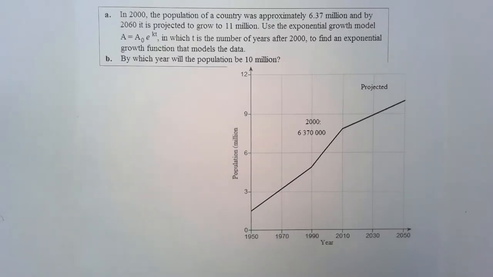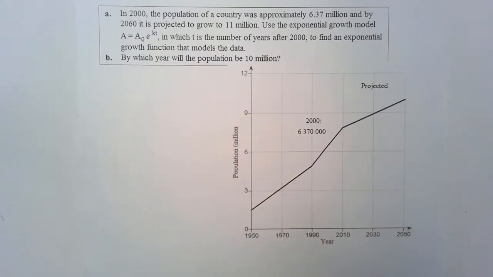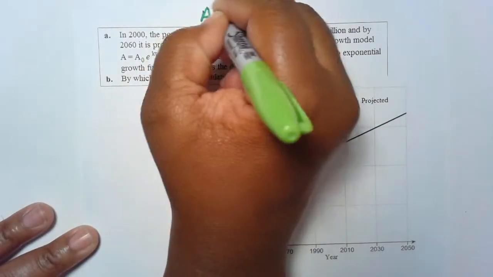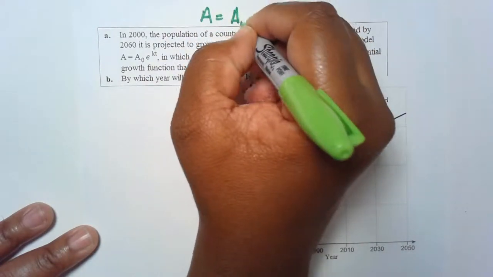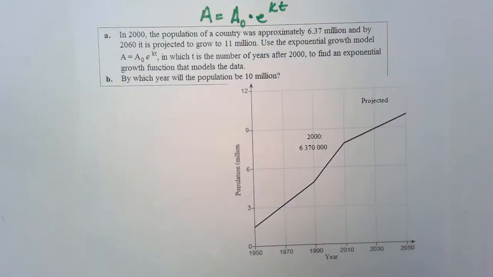Okay, so you have your table there. The x-axis represents the year, and the y-axis represents the population growth in millions. And then for B, it says, by which year will the population be 10 million? All right, so it is telling us that we are going to use our growth model, A is equal to a sub 0 times e raised to the k times t. We're going to use that growth model.